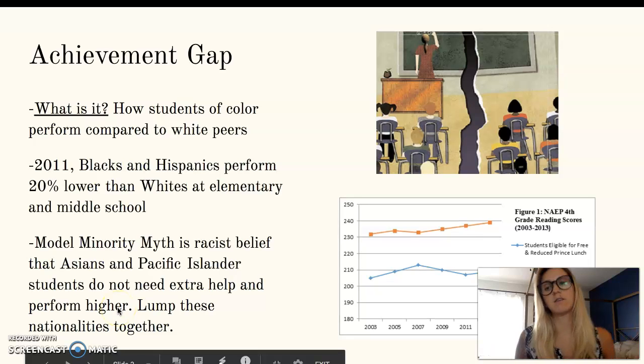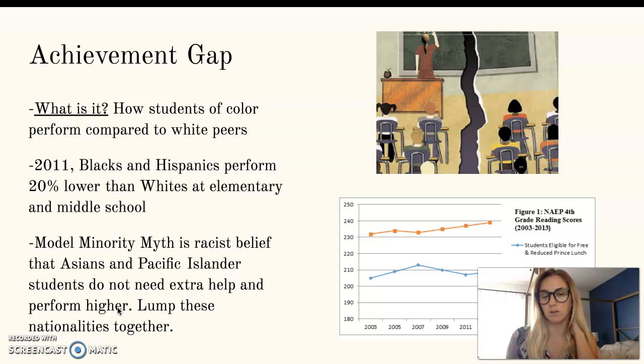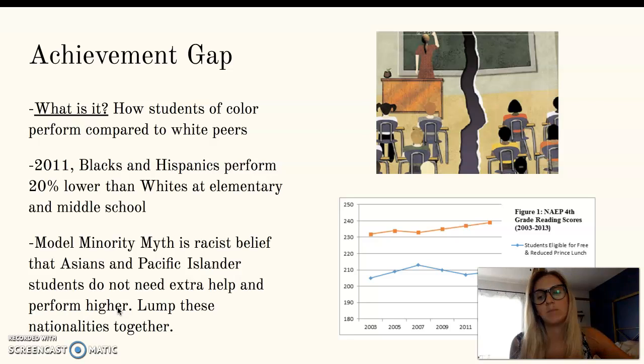So with that in mind, switching gears to the achievement gap. What is it? It's a term that's used a lot that some people still have a hard time grappling with. How are students of color performing differently compared to their white peers? A few statistics that the book shares: in 2011, Black and Hispanic students performed 20% lower than whites at the elementary and middle school level. They also shared that they were typically about 2 grade levels behind their white peers.